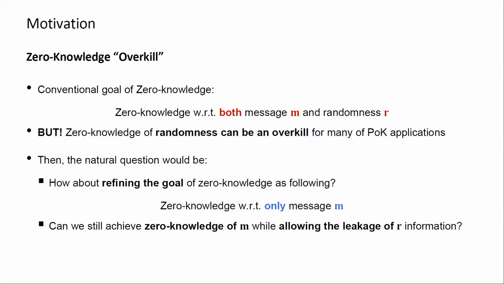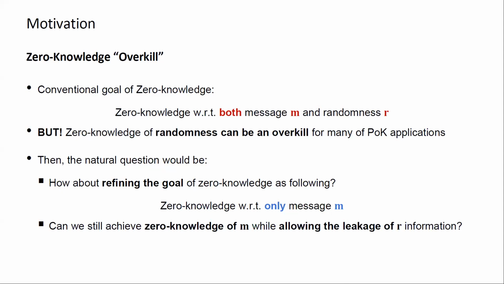So what is the motivation of this work? The motivation can be phrased as zero knowledge over M. When you think of the conventional goal of zero knowledge, we always target zero knowledge for both the message and the randomness part. But zero knowledge of the randomness can be an overkill for many proof of knowledge applications. The randomness is actually an auxiliary ingredient for the encryption or commitment to protect the message. Right? So the randomness is not the primary goal of the problem.